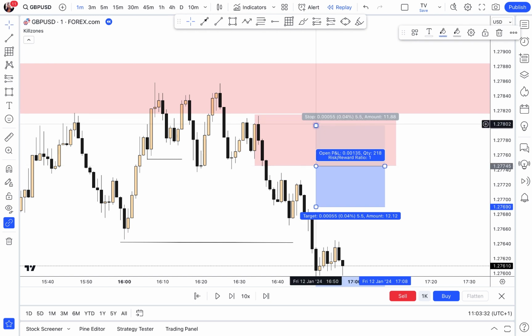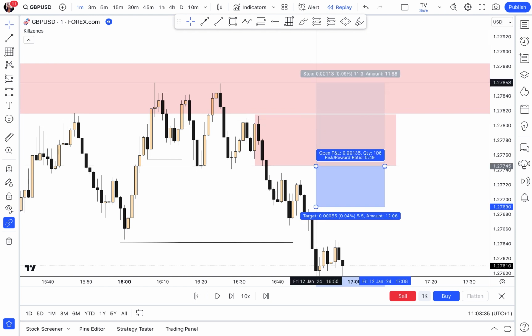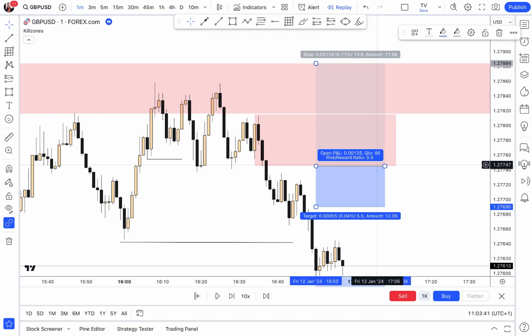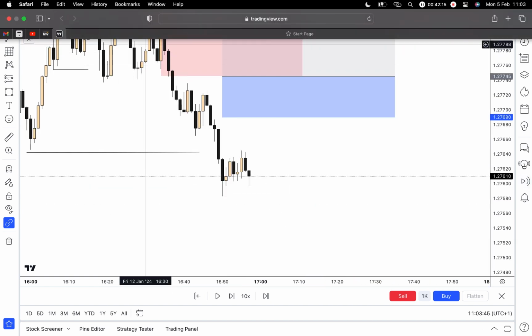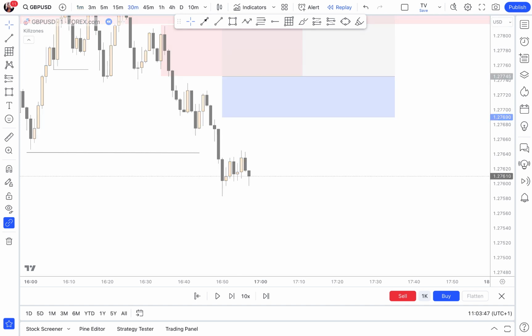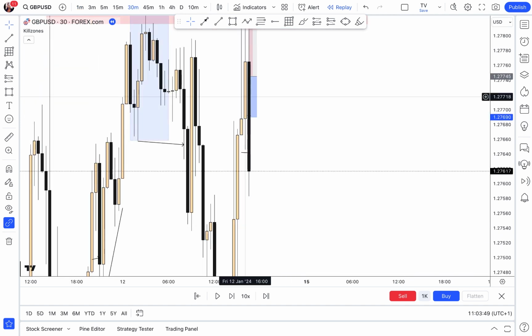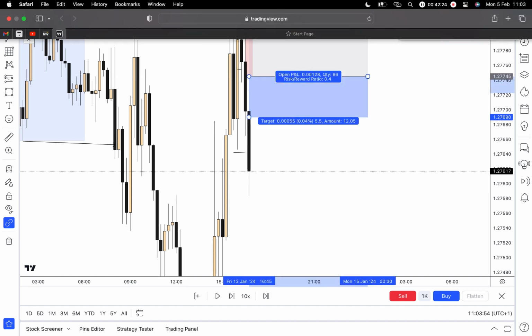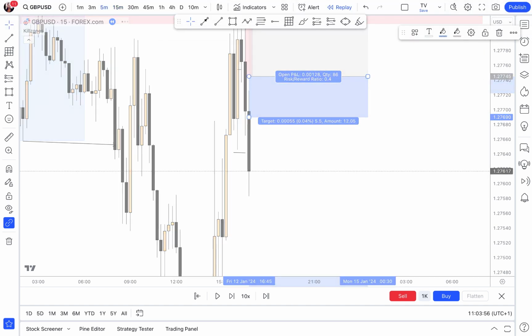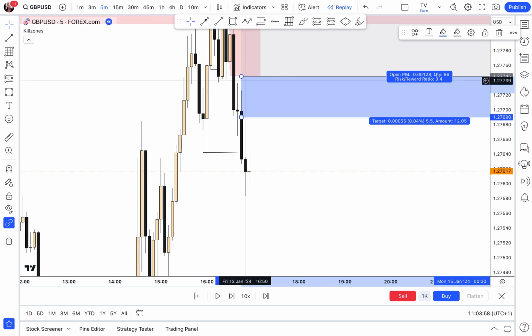So I'll be taking my sell trade from right there. As usual, my stop loss at this level right here, or still at the extreme level, in order to be protected. This is about 13 pips, which is quite good. And for take profits, let's see which zone. Let's see which zone to take our profits from.